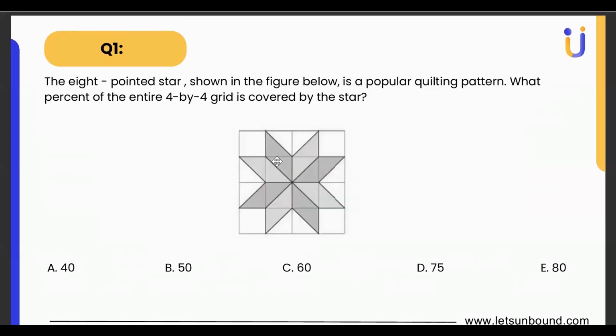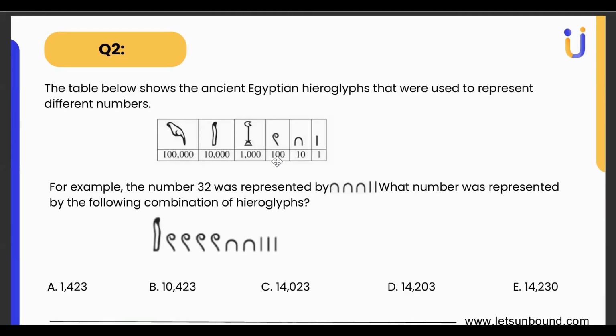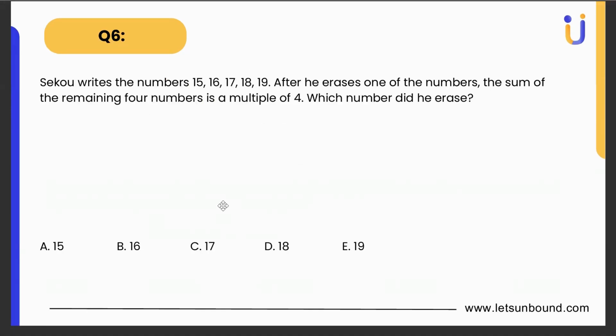Let's look at question number 6. Question number 6 says, Seiko writes the numbers 15, 16, 17, 18, 19. After he erases one of the numbers, the sum of the remaining numbers is a multiple of 4. Which number did he erase? Let's try and understand what the question means and how we will use a strategy to find it out.